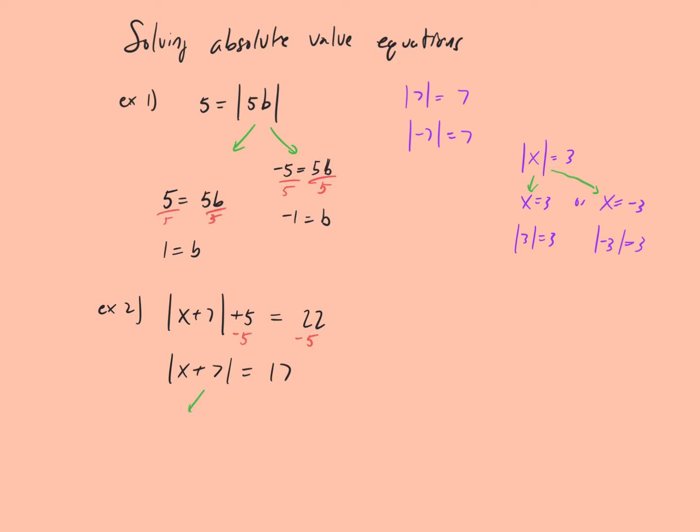So remember, the inside of the bars never changes, so x plus 7, that doesn't change. And the first time I just write it the same way I had it, so 17. And then the second time, inside doesn't change, x plus 7. But now I'm going to write negative 17. And then, of course, from there, we just want to subtract 7 from each side. So x could be 10, or x could be negative 24. Those are my two possible answers.